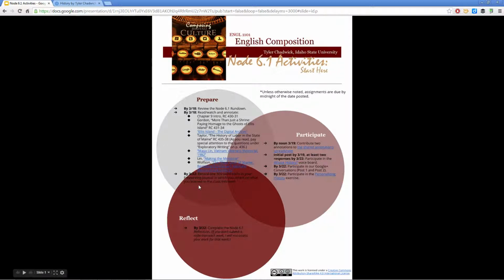Per usual, you have the free writing journal, the shared annotation spreadsheet, voice board, Google Plus conversations, and also a little exercise called Personalizing History, where I've asked you to look at or to find a memorial that you feel personally connected to somehow, and to tell the story of that memorial, as well as the story of your connection with that, why you feel that it relates to you in your life. And so that's really the work for this week, the same as every week.